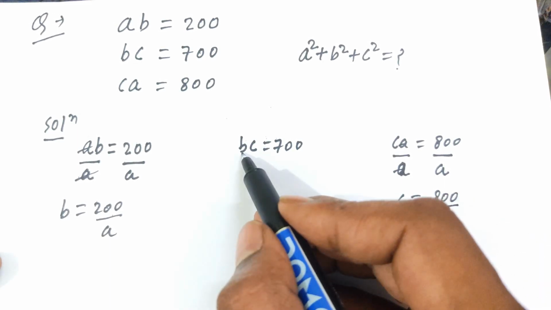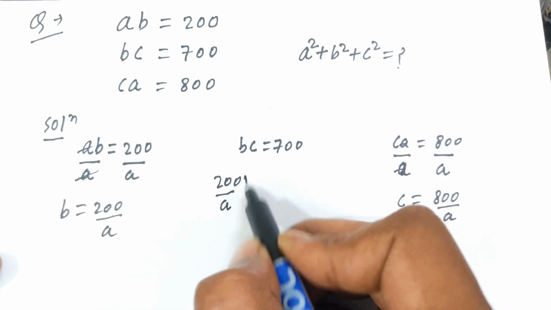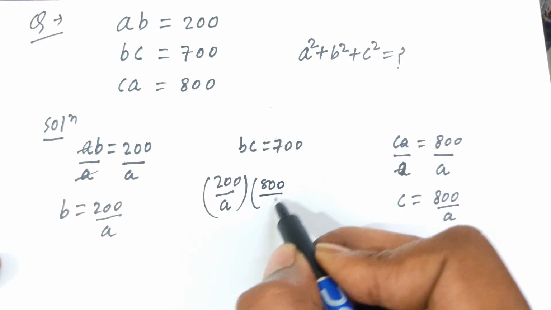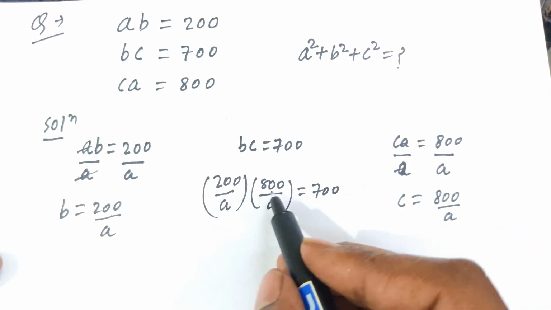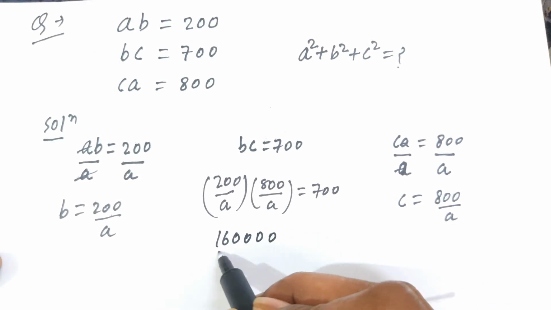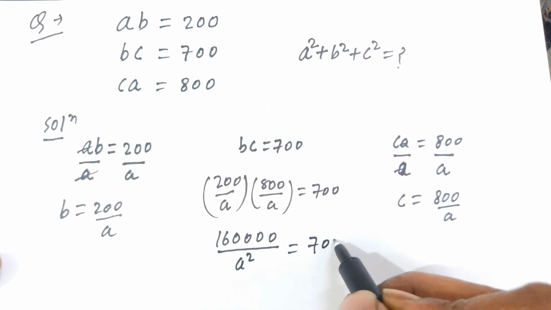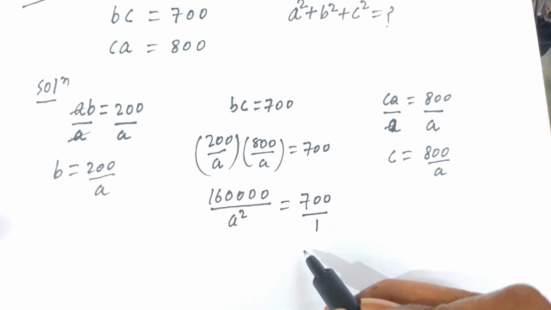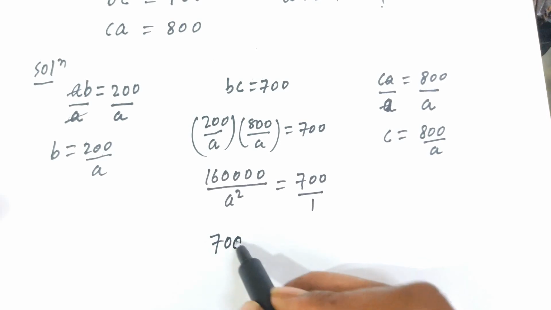Now the value of b is 200 divided by a, and the value of c is 800 divided by a, and this is equal to 700. So 200 times 800, that is 160000, divided by a square, and this is equal to 700.